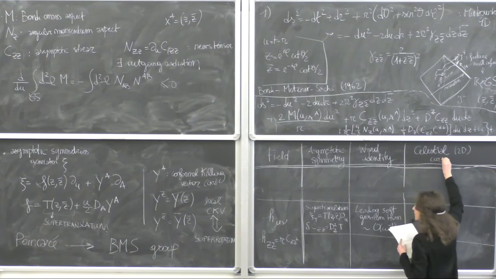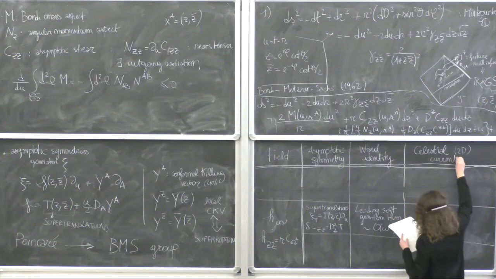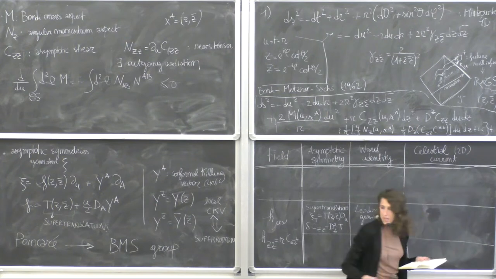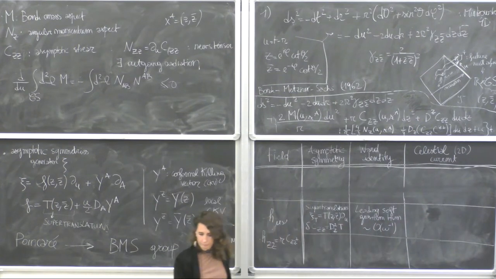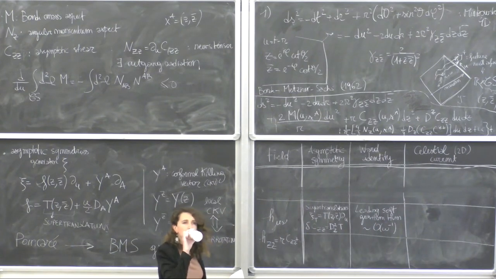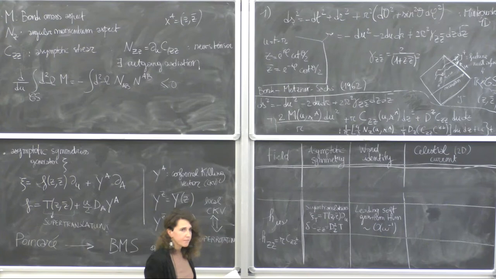Yes, is there a question? Just to understand, yes. A very naive question. So if you just take the word identity of Poincaré, you will not get the leading sub-graviton theorem. You really need the full... Right. Did I understood correctly?